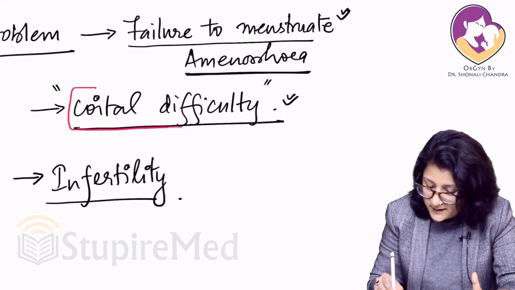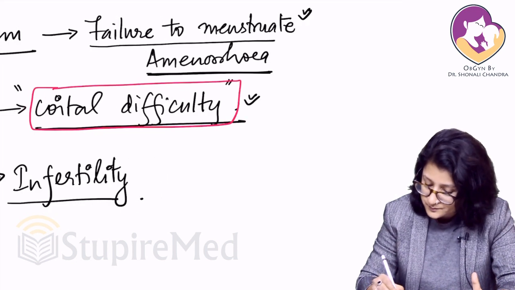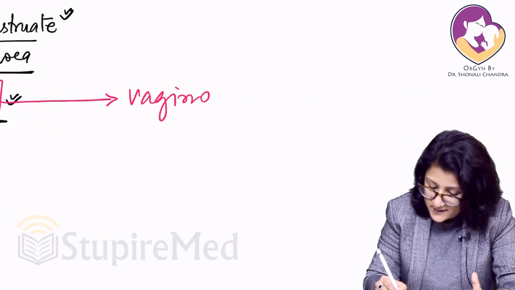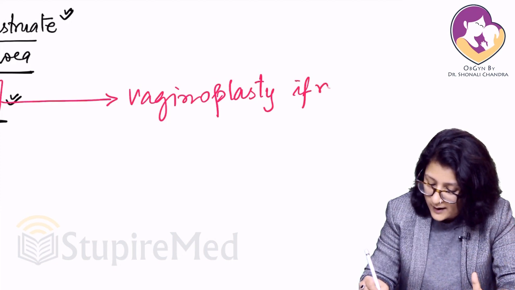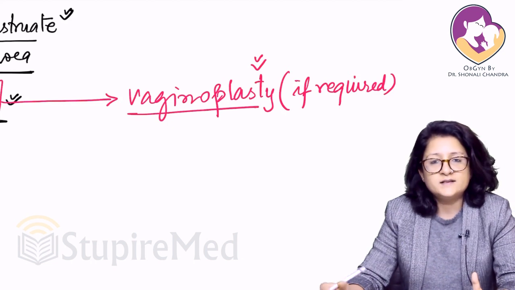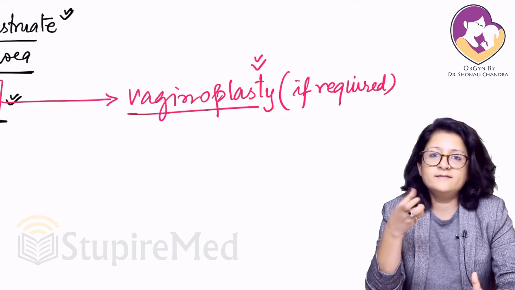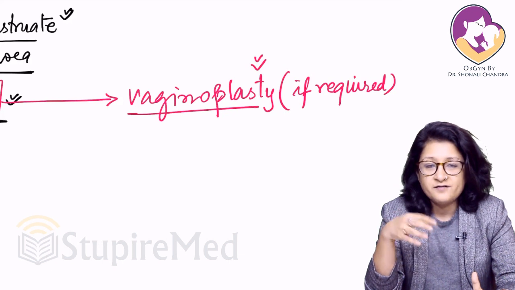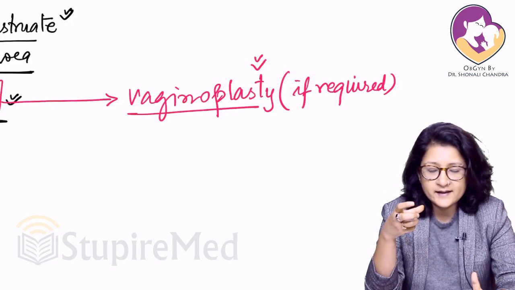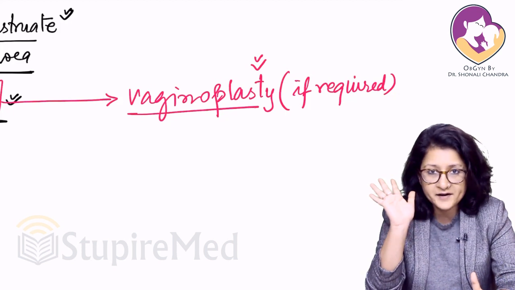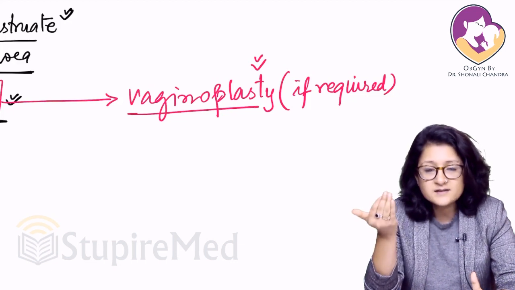For her coital difficulty, what are we going to do? We are going to go for vaginoplasty, if required. Why do I write if required? Because not all girls will require a vaginoplasty. Some girls could have a significant depth of the blind vaginal pouch. Then just using molds and dilators, Frank's dilators, over a long duration of time can help maintain or restore the length of the vagina. That is good enough for coital purposes. So people also try dilators rather than surgery first.